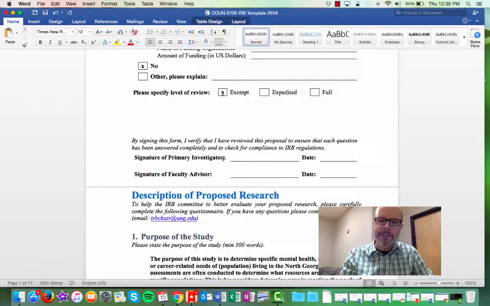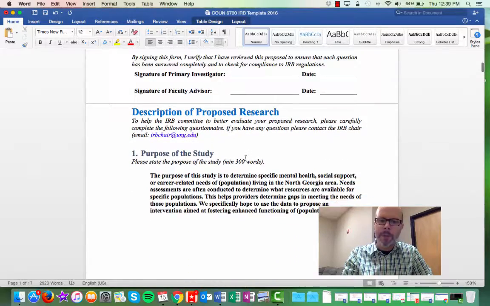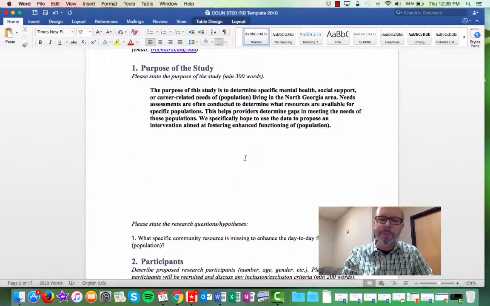Here you've got some signatures to do. Again, the primary investigator should sign that. That should be the research method student. And then when you finish this, you send it to me and I'll sign it and forward it on to the IRB. All right, the first part is the purpose of the study.